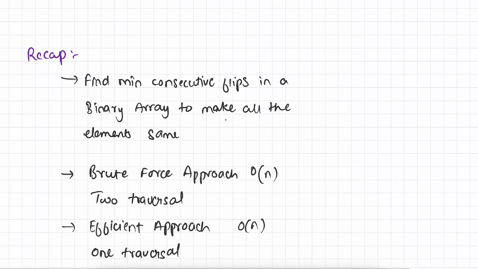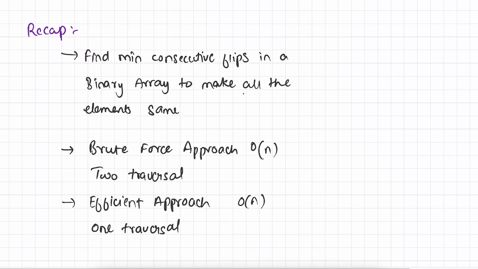So far so clear. So before we end this video, let's have a quick recap of what we have done so far. So in this problem, we were given a binary array and our task is to find minimum consecutive flips to make all the elements same. To solve this problem, we saw the brute force approach. And in this approach, we are solving this problem with 2 traversals. So the time complexity came out to be big O of n.